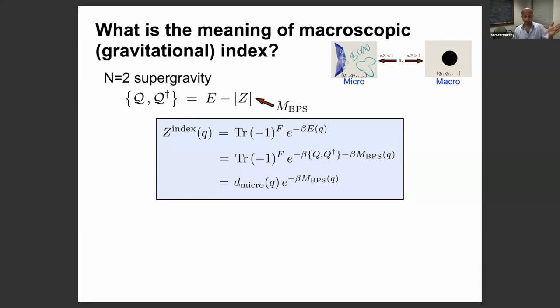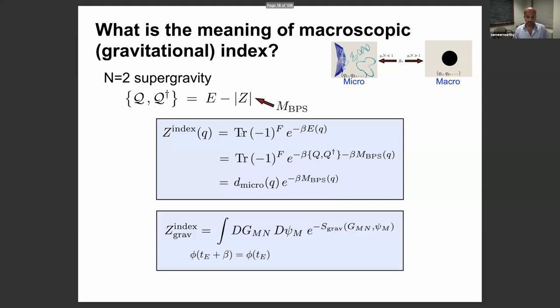And now, because it's protected, the same index should be written in the macroscopic variables, in the gravitational variables. Now, of course, in the gravitational variables, there is no notion of trace. There is no notion of a good Hilbert space, but there is still a formal notion of a functional integral, a Euclidean path integral. And we can try to make sense of it at small G Newton using saddle point approximations. Okay, and the index is the path integral over all the fields of supergravity. And the (-1)^F just says that all the fields should be periodic. They should have supersymmetric boundary conditions, including the fermions.